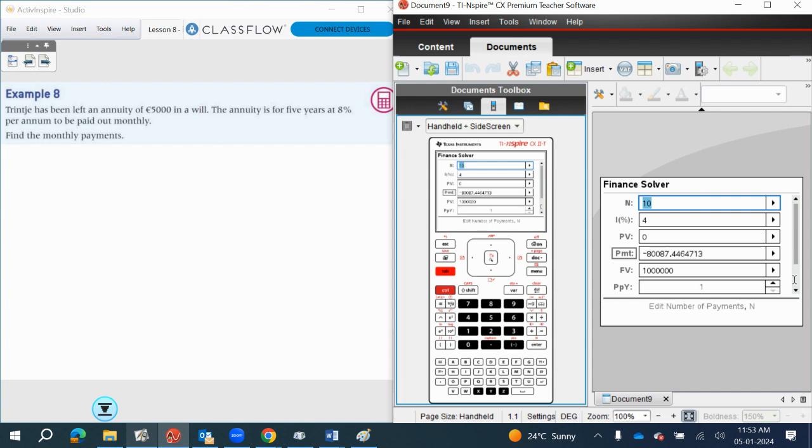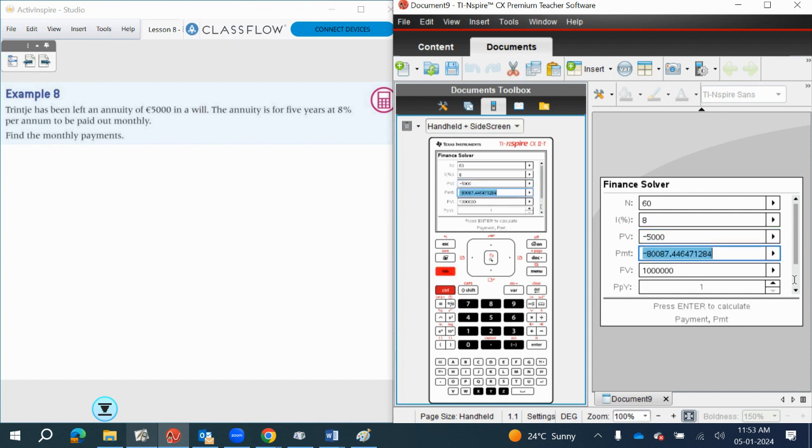So how many payments is he going to get? That's 12 times 5, or 60 monthly payments. You can type it into the finance solver like this. It's 12 times 5 because it's monthly payments. 60 payments, 8%. Present value: minus 5,000, we put 5,000 in.